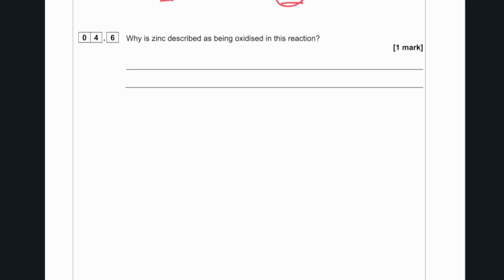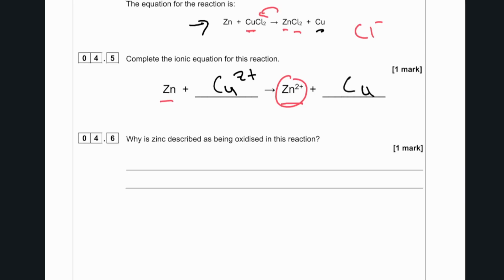Question 4.6, why is zinc described as being oxidized in this reaction? Well, this is an oxidation reaction. This is a redox reaction. There's reduction and oxidation going on here. The reason you can see that is because you've got zinc, which has lost electrons, and copper, which has gained electrons. So it's a redox reaction.